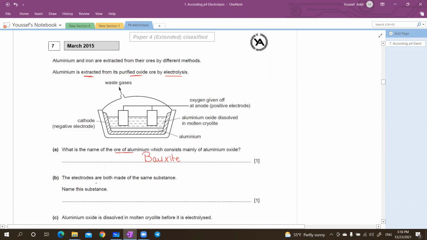The second question, the electrodes are both made up of the same substance. Name this substance. It is carbon in the form of graphite. Actually, the electrodes usually are made up of graphite or platinum, but we choose graphite because it is much cheaper.